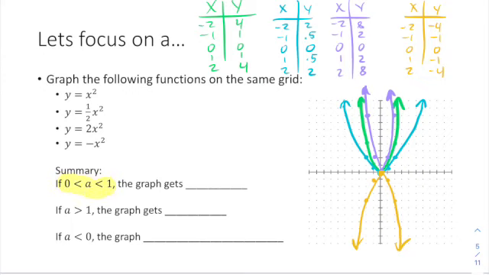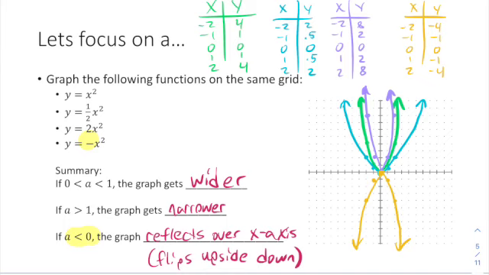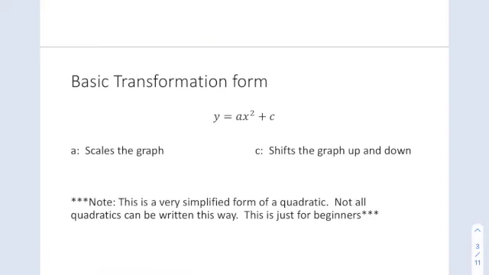If a is between 0 and 1, so something like 1/2, we notice that the graph got wider than the original parent function. If a is greater than 1, like 2, we notice that the graph got narrower than the parent function. And if a is negative, like this negative sign in front of x squared, which is really a -1, the graph flips upside down, which is also known as reflecting over the x-axis. So putting those last two concepts together, we see that C is going to shift the graph up and down, and A is going to scale the graph, meaning make it wider or narrower.